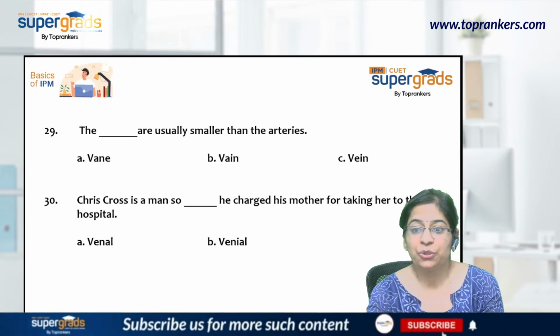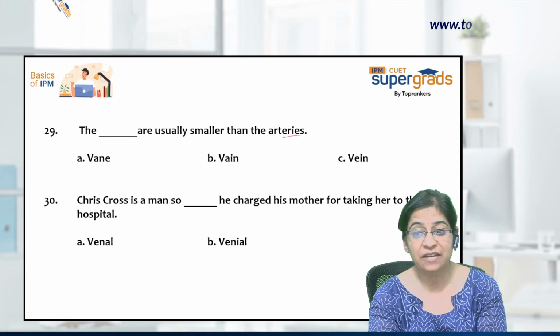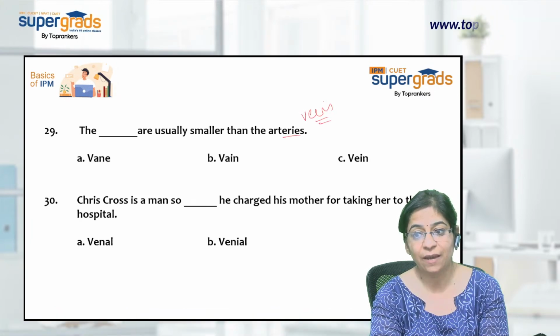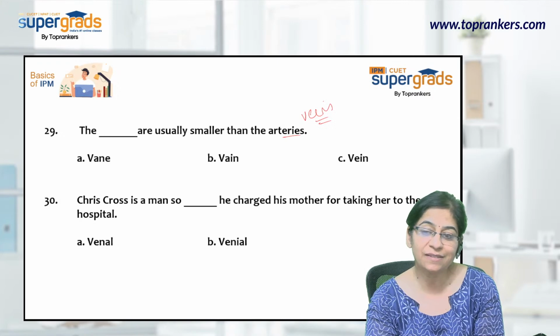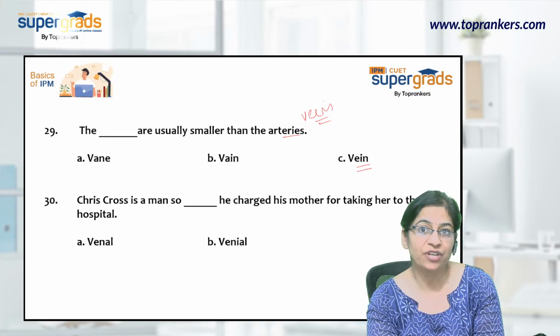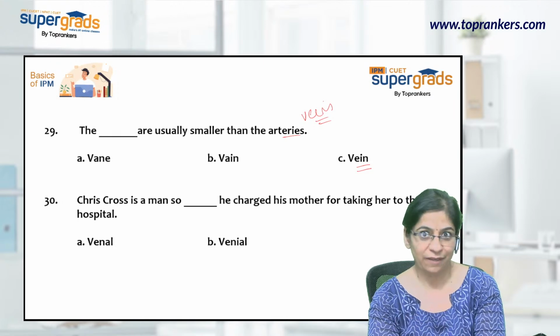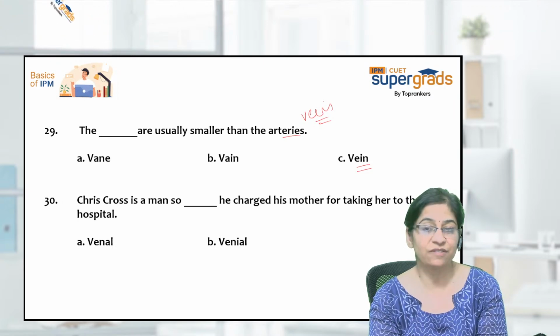The dash are usually smaller than the arteries. Now, what is smaller than the arteries? Veins, probably. I'm sure you've read about these in your junior classes. So, vein is V-E-I-N, vein. So, we have arteries and veins, the nerves in our body. Some of them carry good blood and some of them carry the impure blood. So I believe you can do the math here, which one is artery, which one is vein.